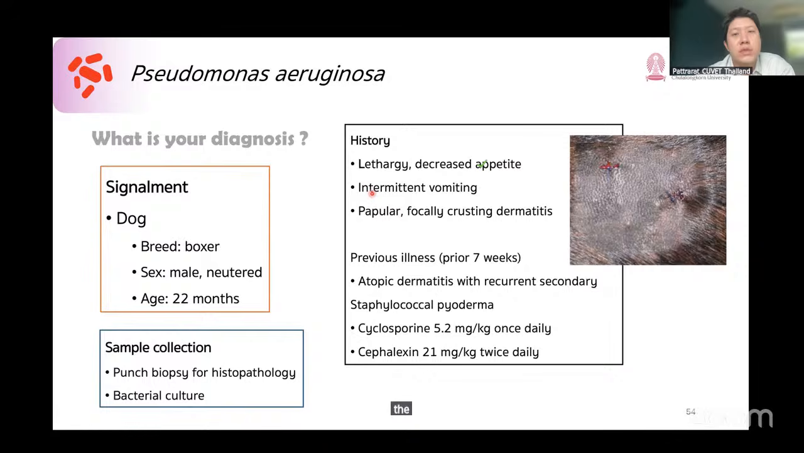The dog presents lethargy and less appetite. From the physical examination, there is focal papular crusting dermatitis at the dorsum. Previously, the dog was treated with immunosuppressive drugs and antimicrobial drugs for skin allergy and staphylococcal infections. Seven weeks later, it developed lesions of papular dermatitis.